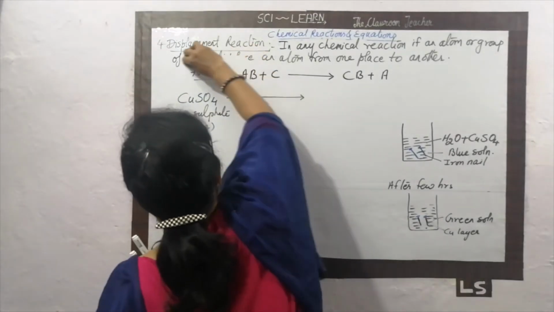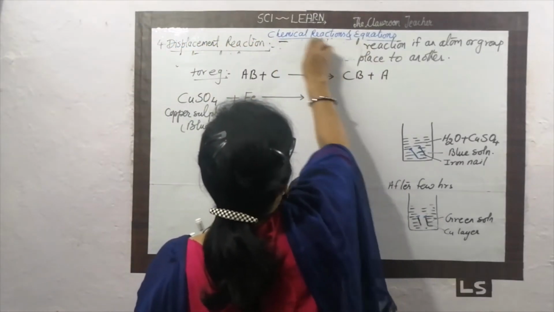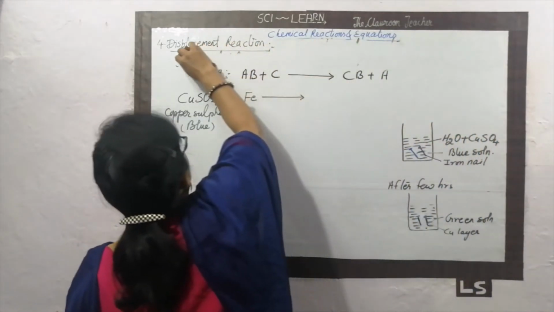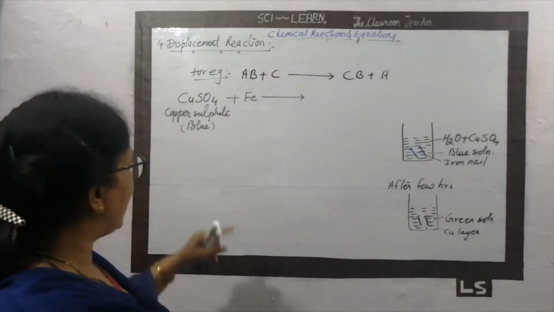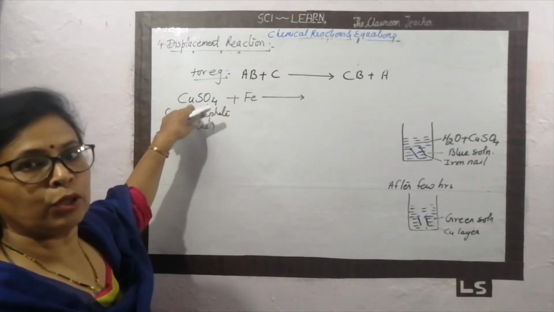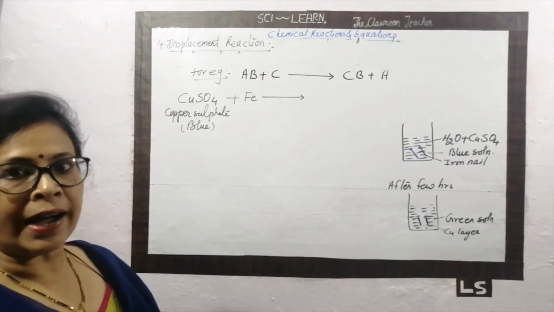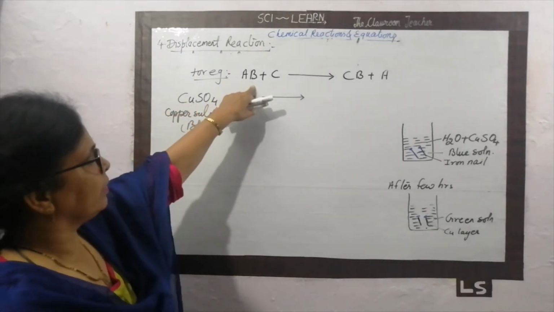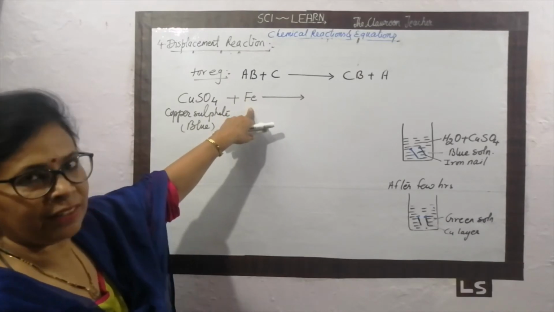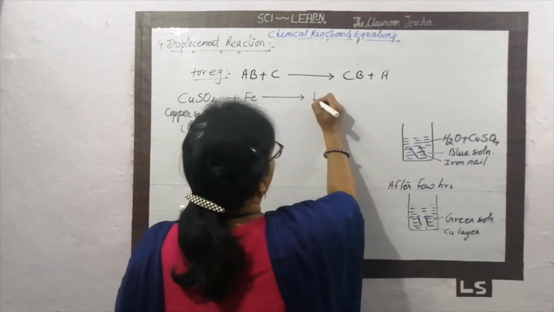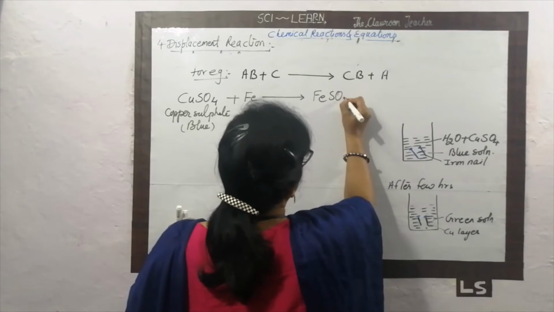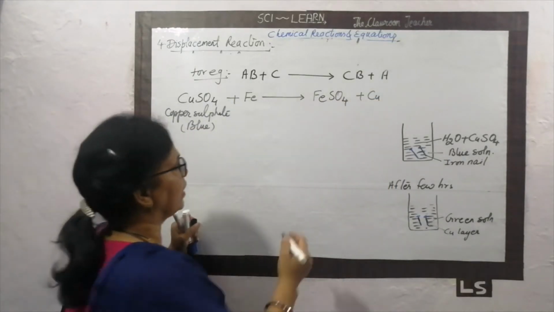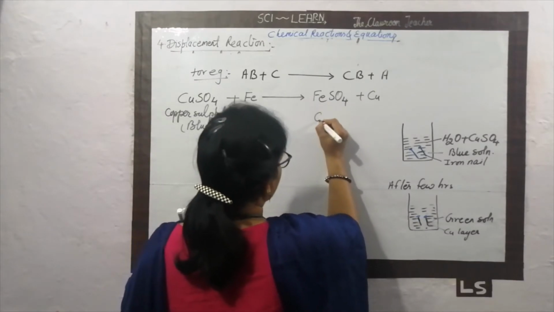Okay, I am going to rub this for writing the conclusion. Okay, what happened here? Actually, iron is more reactive as compared to copper. So, iron displaces copper from copper sulfate. AB combines with C. So, what happened here? We get FeSO4 plus Cu. And this is ferrous sulfate, the color here is green.